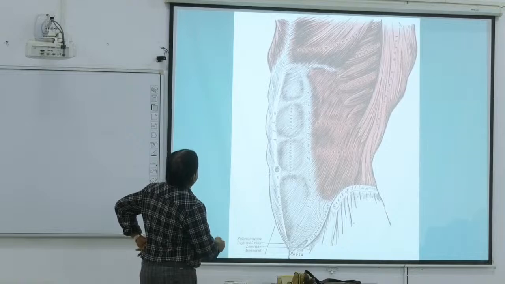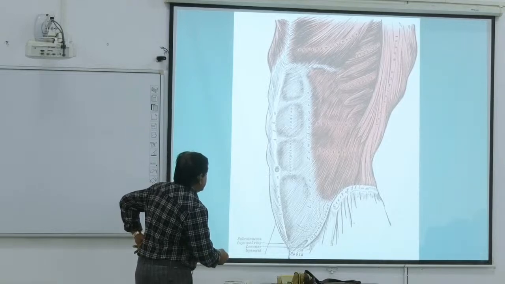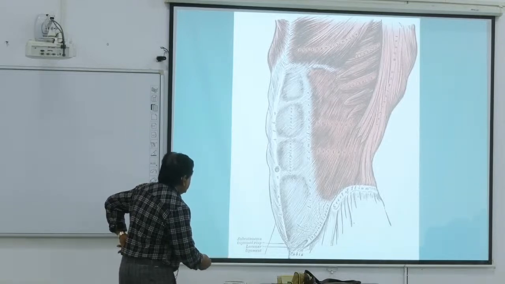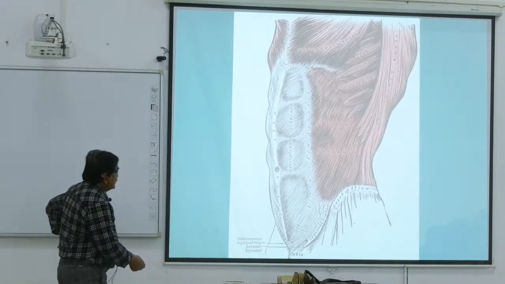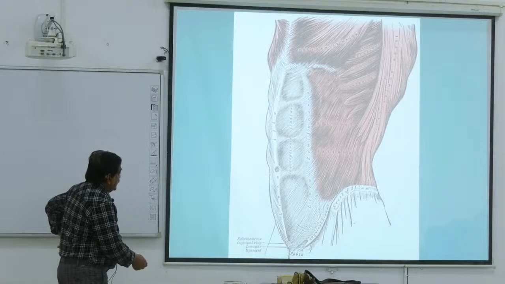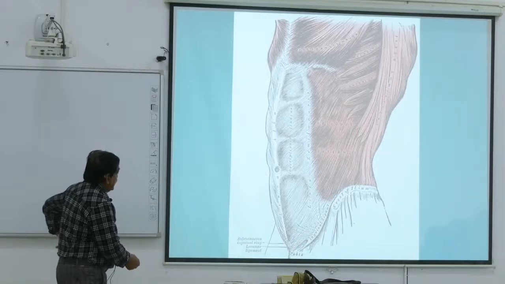And this is the lacuna ligament. And this is the crest of the ilium, the inguinal ligament from the anterior superior iliac spine to the pubis. This portion. And this is the inguinal ring. And this is the lacunar ligament.